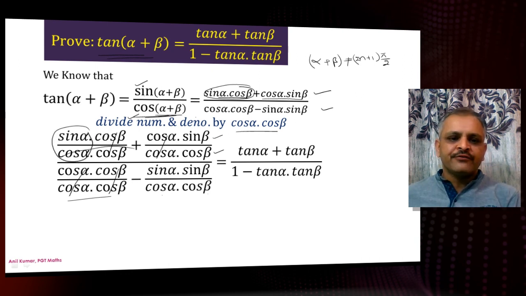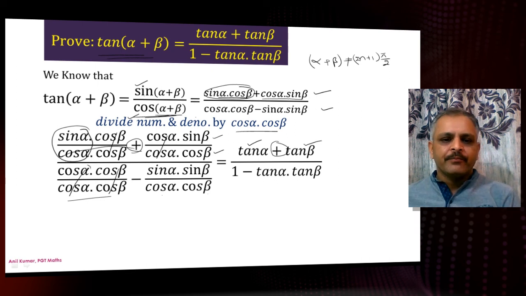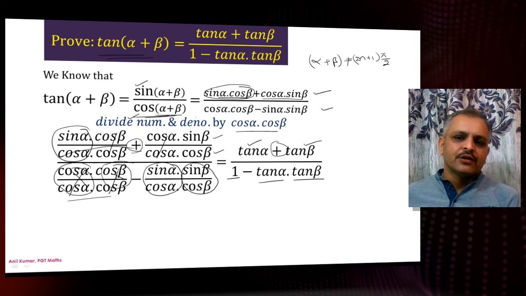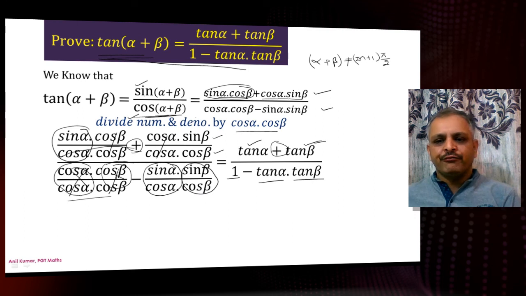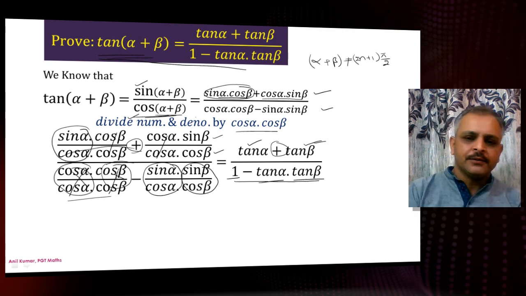So what is left? Sine alpha by cos alpha, which is tan alpha. Then plus sine beta by cos beta, which is tan beta. In the denominator, this is cancelled, so it is 1. And then sine alpha by cos alpha is tan alpha, and sine beta by cos beta becomes tan beta. So what is my result? Tan(alpha plus beta) will be equal to (tan alpha plus tan beta) over (1 minus tan alpha tan beta).